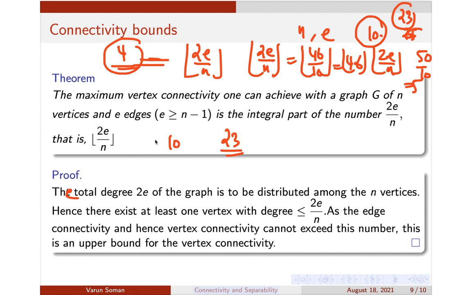First of all, I'll construct a regular graph on 10 vertices. Regular graph means the degrees of all the vertices are the same. So I'll construct a regular graph on these 10 vertices with degree 4, or in other words, with degree equal to the greatest integer less than or equal to 2e by n. I'll construct a regular graph on n vertices with degree the greatest integer less than or equal to 2e by n.